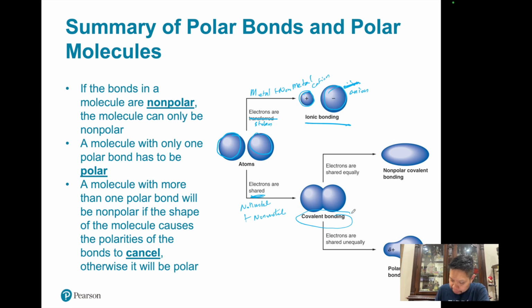So once you've determined that it's covalent bonding, you ask yourself, are the electrons being shared equally? If they're being shared equally, then you have a nonpolar covalent bond. So again, that's like symmetrical. But if they're being shared unequally, and you have a positive on one side and a negative on the other side, we call that a polar covalent bond. They're still covalent bonds, but they're polar.